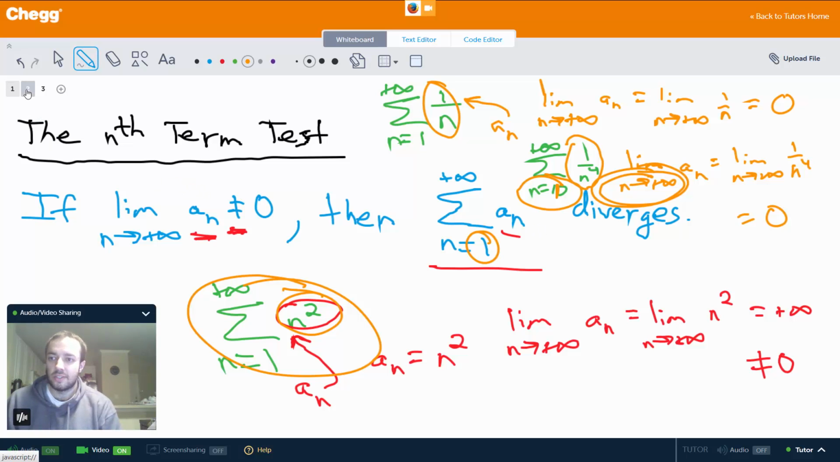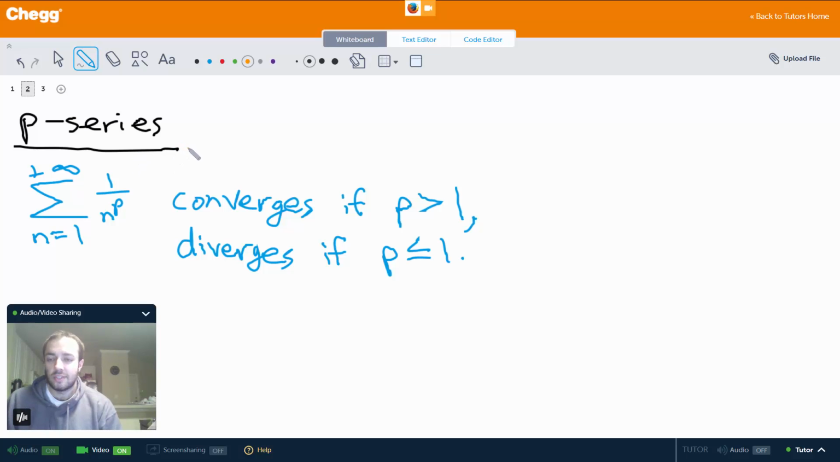Let's move on to the next test, which is the p-series test. A p-series, I guess, isn't really a test, it's actually just a special type of series. A p-series is something like the sum from n equals 1, or whatever, to positive infinity of 1 over n to the p. This series converges if p is strictly greater than 1. So p has to be strictly greater than 1. And this series diverges if p is less than or equal to 1, including if p is 0 or if p is a negative number. That's pretty much all there is to evaluating p-series.